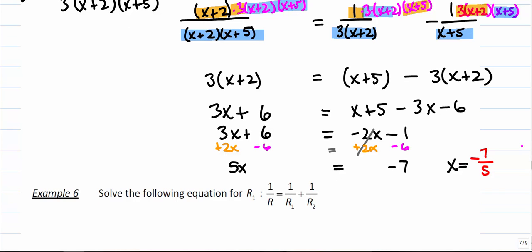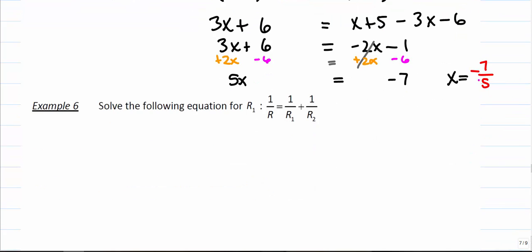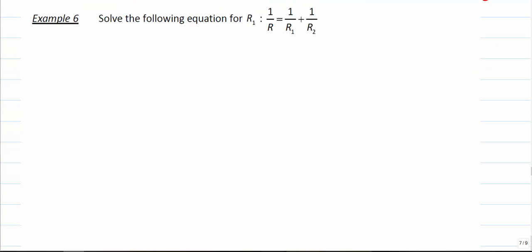The last one is going to be a little challenging because this equation has 3 variables, big R, R sub 1, and R sub 2. And when it wants me to solve the equation for R sub 1, that means it wants me to get R sub 1 by itself. And so since all of these are different, my LCD is just going to be R times R sub 1 times R sub 2.